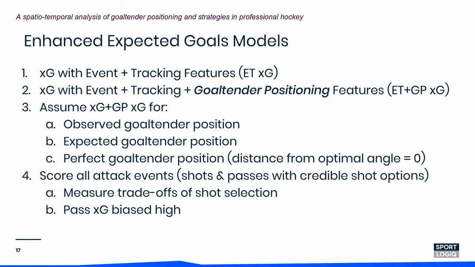So these are kind of walking through the same thing. 1, 2, I just talked about. The next step would be to say, okay, we have, number 3A, the observed goaltender position, Jacob Markstrom off angle, and that probability of goal goes up. But we can also say, okay, what if he had hit the goaltender positioning that we expected based on the first 2 models? What if he got into the perfect position? What is the difference between that goal probability where we observed him and something that is expected or perfect?